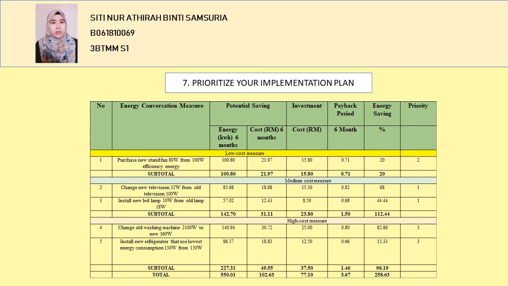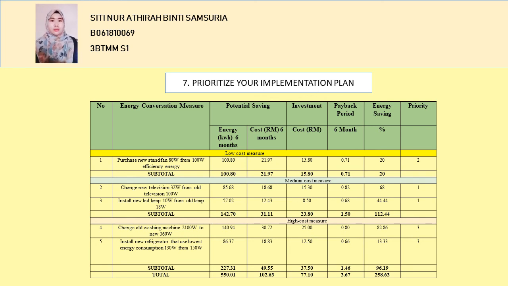For the potential saving of energy is 864.00. For the cost saving is 471.00. For the investment is 594.00. For the payback period is 1.3. For the energy saving is 50%. And for the priority is 2.